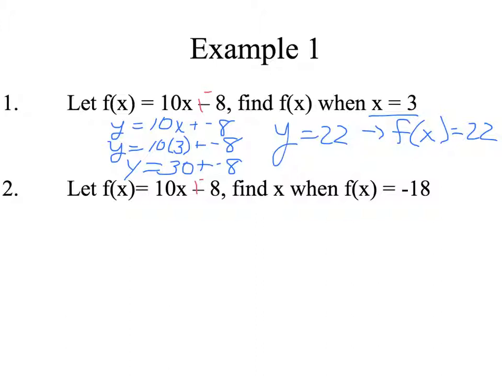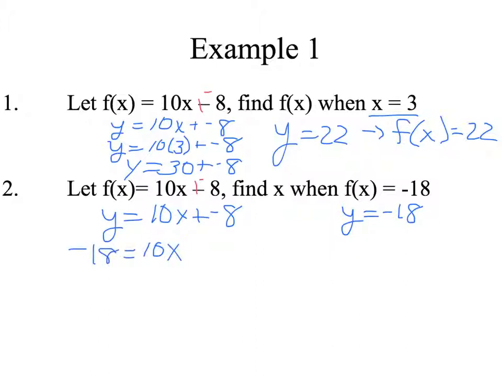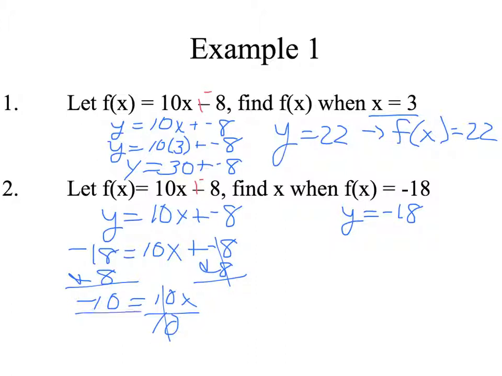Second problem, again, same sort of thing. I'm going to change it to y equals 10x plus negative 8. And then find x when y equals negative 18. Everywhere I see y, I'm going to plug in negative 18. So negative 18 equals 10x plus negative 8. Add 8 to each side. Negative 10 equals 10x. Divide by 10. Negative 10 divided by 10, giving me x equaling negative 1.